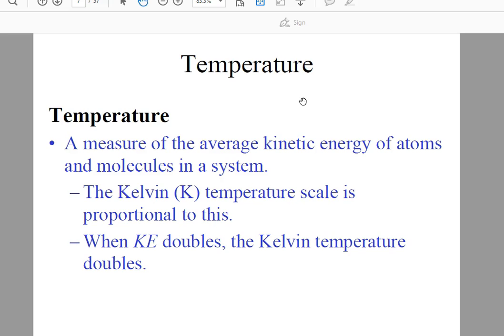Anybody remember how to get to Kelvin temperature? Very good. So Kelvin is equal to Celsius plus 273. And there are no zeros in Kelvin, and that will be the temperature that we use in every single problem that we'll do in this section.